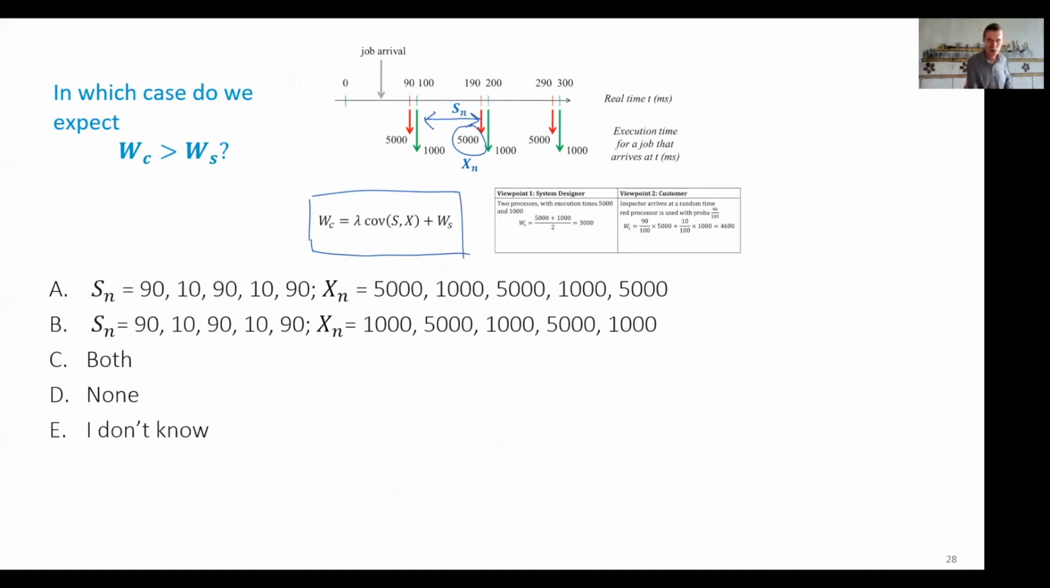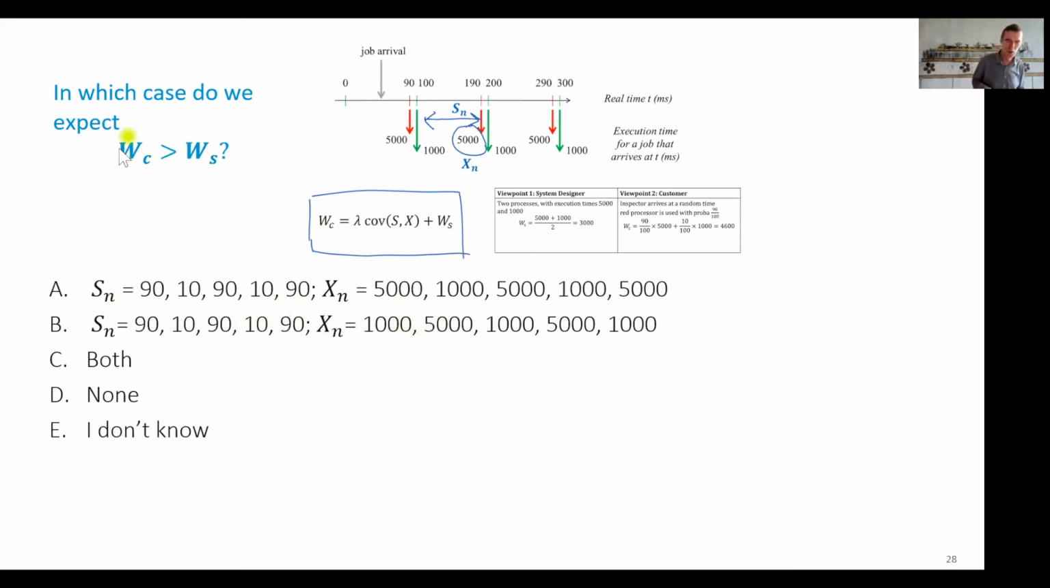Here I'm giving two sample outputs. The first one, Sn, starts with 90, 10, etc. That's the one that's drawn here in the figure. And the sequence Xn is 5,000, 1,000, etc. And here, the same timings, but the opposite. The red arrow gives a smaller execution time.